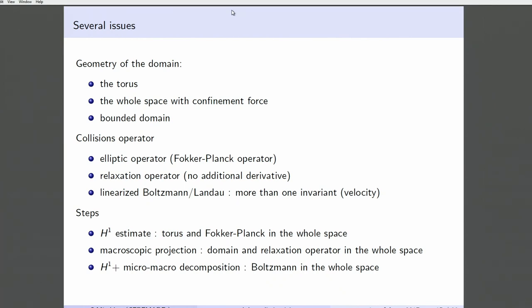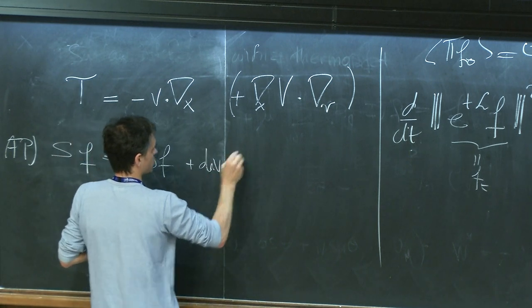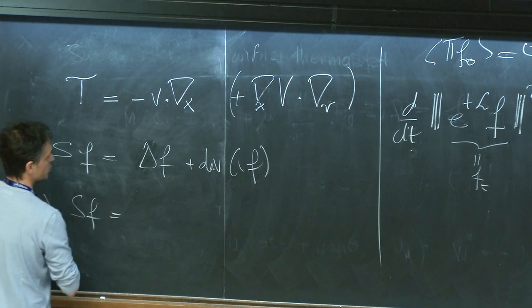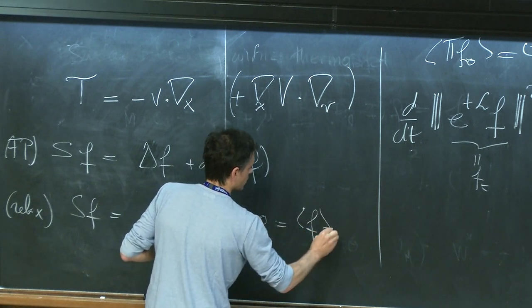And then, in fact, we can split the general issue into several pieces. So the first point is the geometry of the domain. We can consider the torus, which is simpler, the whole space with confinement force, or a bounded domain. We can also consider several collision operators. The Landau and the Boltzmann operators are quite complicated, but you can also consider the Fokker-Planck operator, which is Laplacian of F plus divergence of VF, or the relaxation operator, which is rho M minus F with rho equal to the integral of F dV.